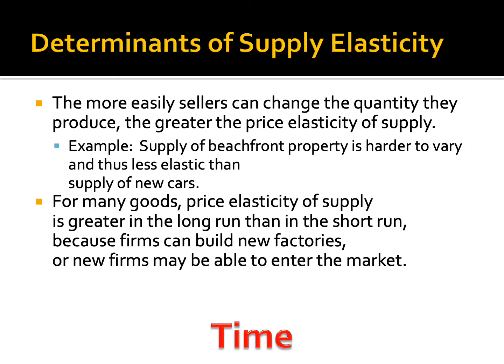So what are the determinants of the supply elasticity? It is quite simply time. The more easily sellers can change the quantity they produce, the greater the price elasticity of supply. Example, supply of beachfront property is harder to vary and thus less elastic than the supply of new cars.